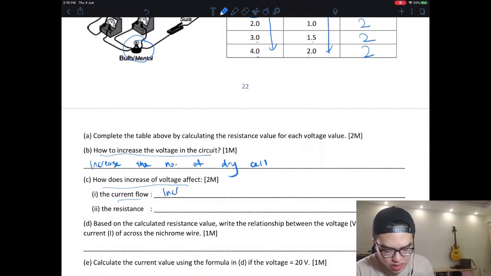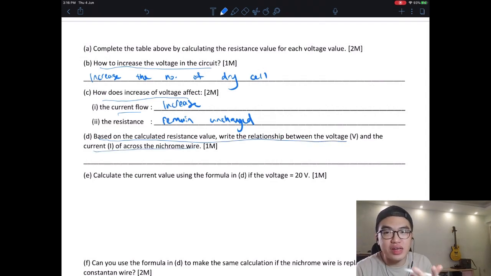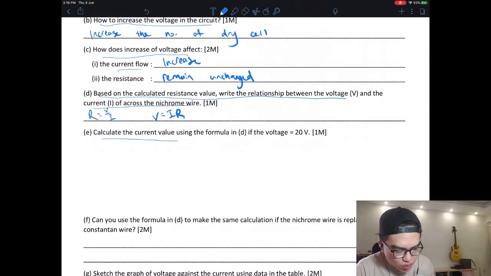How about the resistance? It remains unchanged, or you can say no change. So based on the calculated resistance value, write the relationship between voltage and current. What's the relationship between R, V and I? R equals V over I. We can say V equals IR. Same thing.